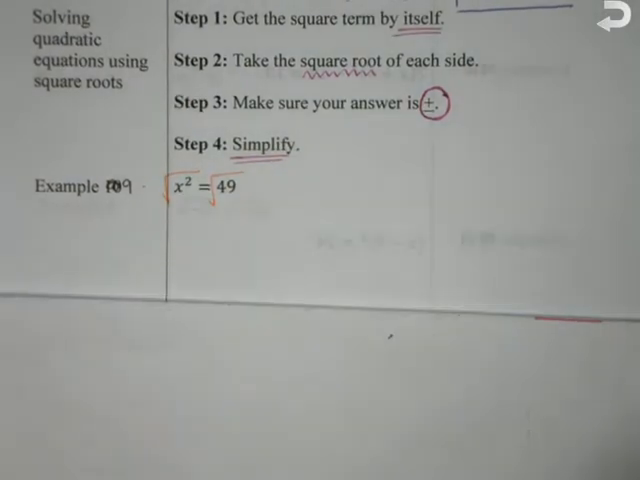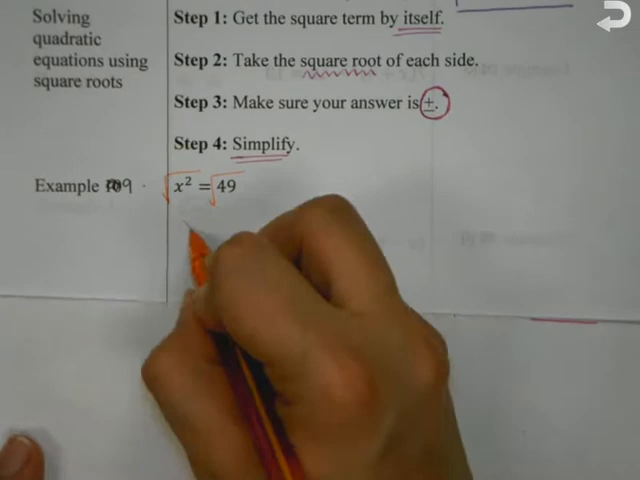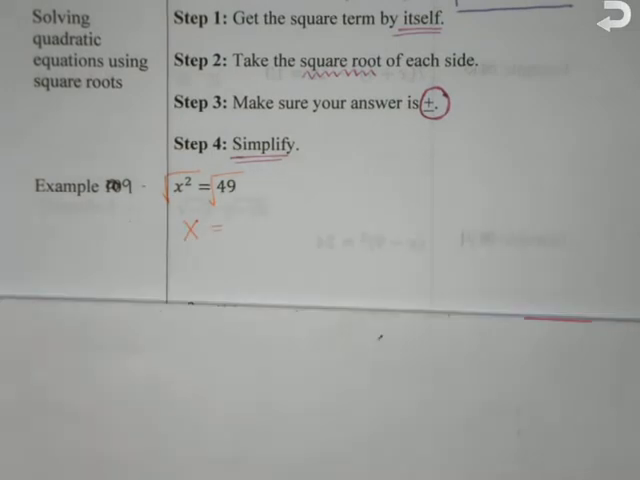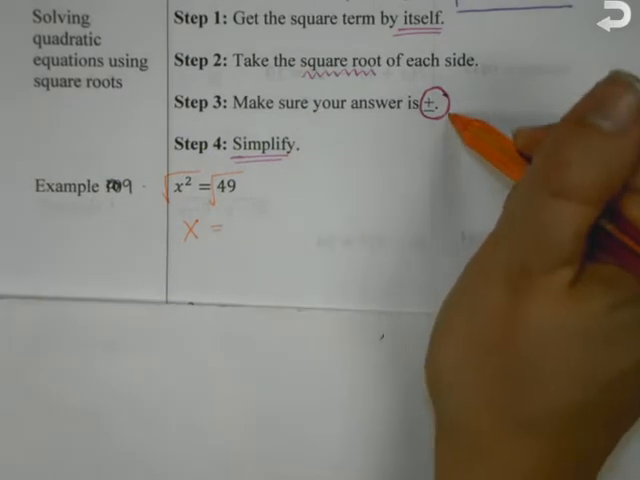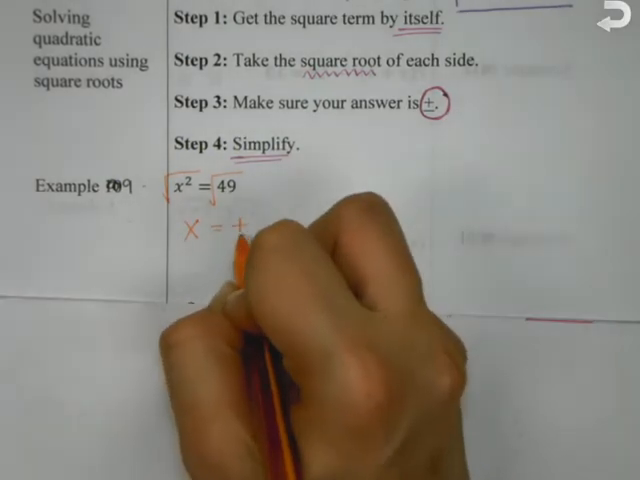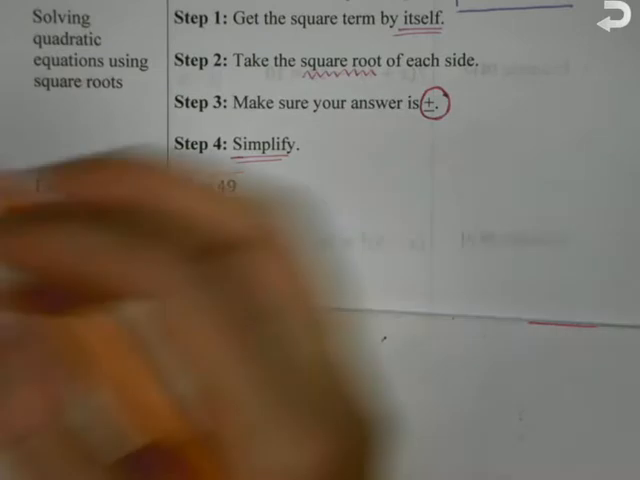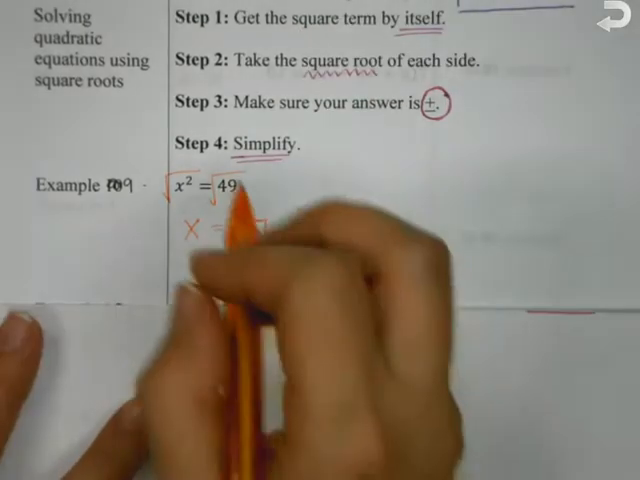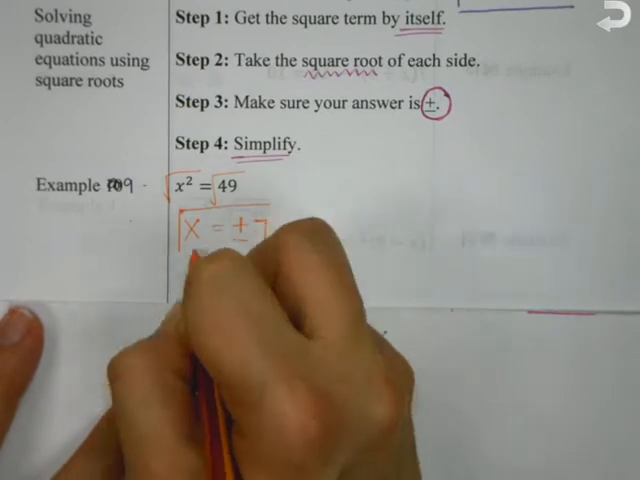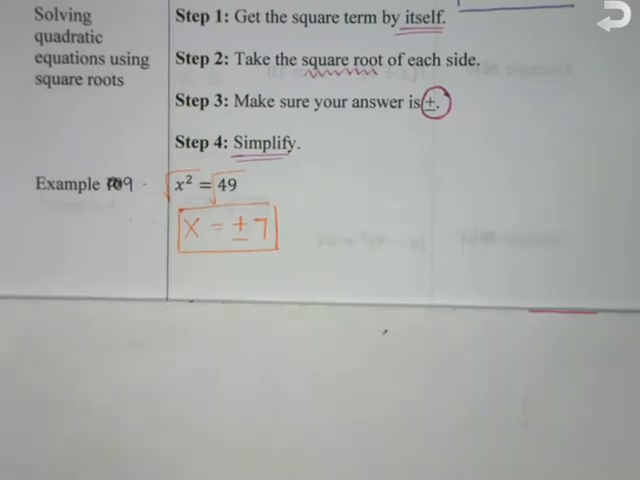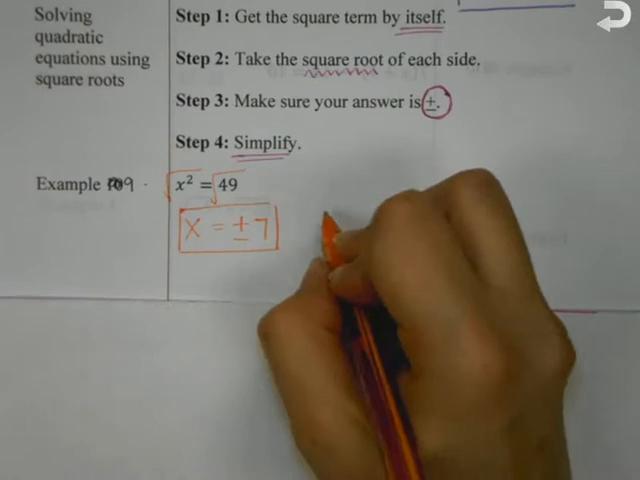Now step 3 is mostly a reminder. It says make sure that your answer is plus or minus. So let's put plus or minus as our answer, and I'll show you why in a second. What's the square root of 49? 7. So our answer is going to be plus or minus 7. Why is it plus or minus? Because 7 squared gives me 49, but negative 7 squared also gives me 49. So we have to list both.